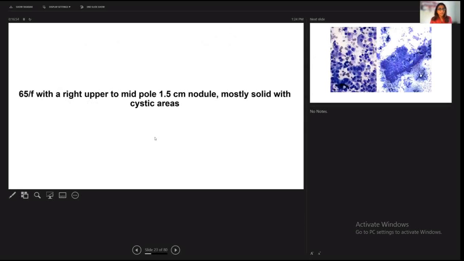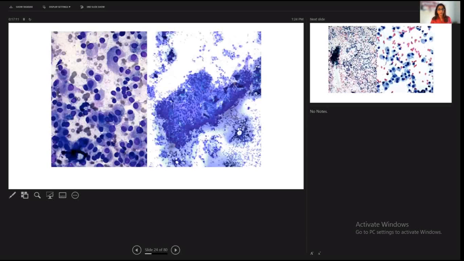So let's start with a case. For this category, I actually have a few more cases because I think it's very nice to show pictures and make a few points on this particular challenging category. So, a 65-year-old female with a right upper to mid pole, 1.5 cm nodule, mostly solid with cystic areas.